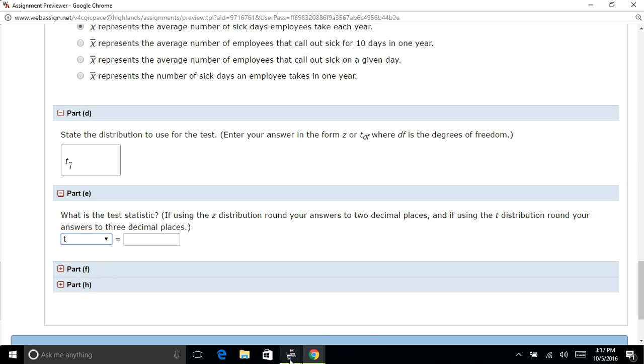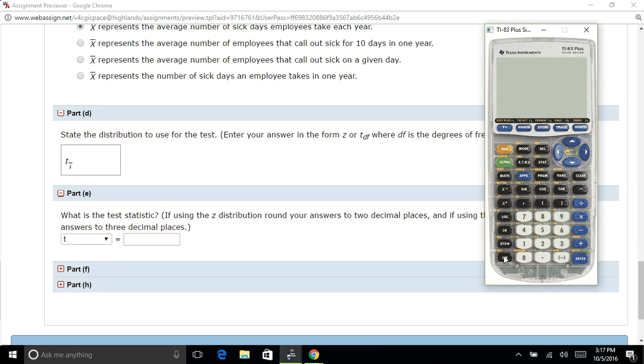So let's go ahead right now, and I'm going to show you how to put it in your calculator. So turn it on. First thing I've got to do is go to stats and enter my data. My first one was 11. My next one was 5. My next one was 14. Then it was 3. Then it was 9.